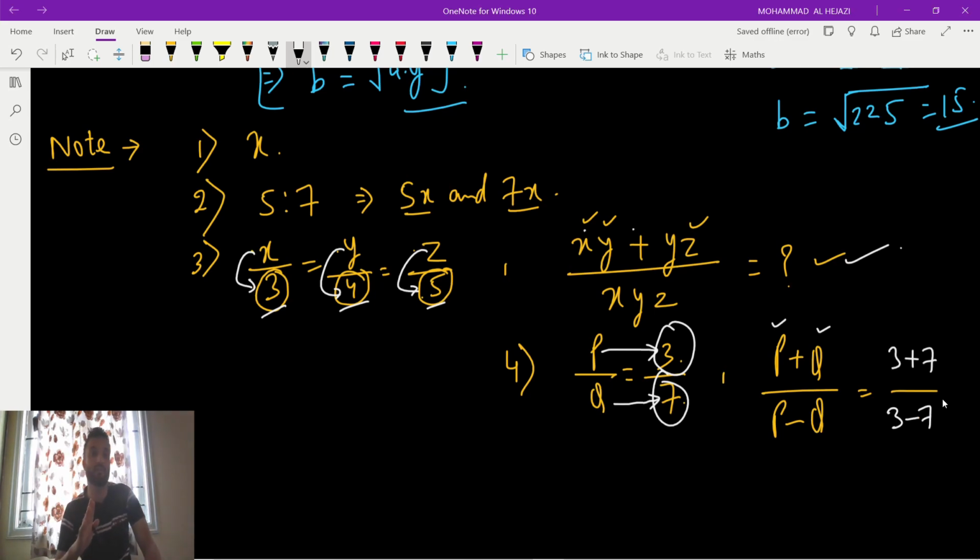This concept you have to understand, otherwise what will happen? Okay, next attempt. So this is the thing you have to remember. X value is 3, y value is 4, z value is 5. And if they give it like this, numerator is equal to numerator, denominator is equal to denominator. So p is equal to 3, q is equal to 7.